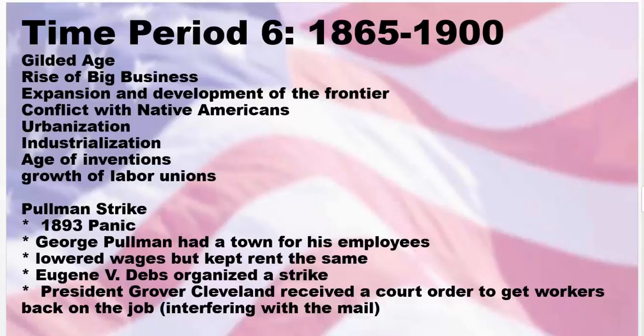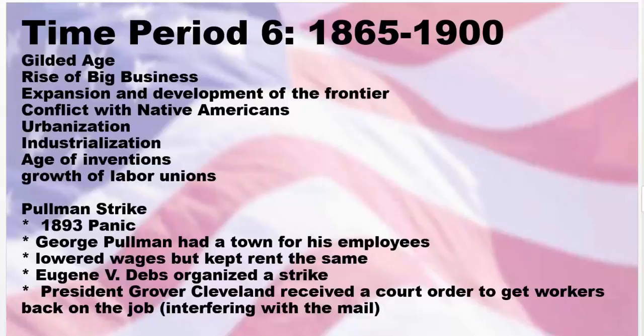When the panic hit, he decided to lower their wages, which I think is understandable. However, he kept their rent the same, which is where the problems originated. So the leader of the union, whose name was Eugene V. Debs, a future socialist candidate for president, organized a strike. And this strike shut down over 60% of railroad traffic in the country.